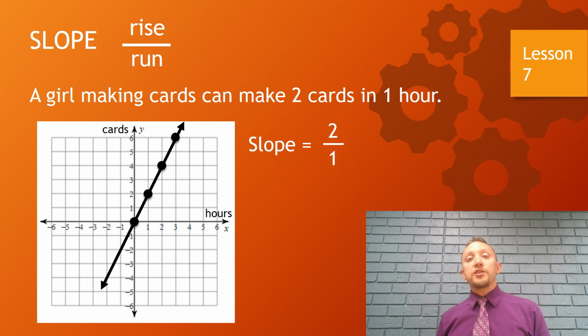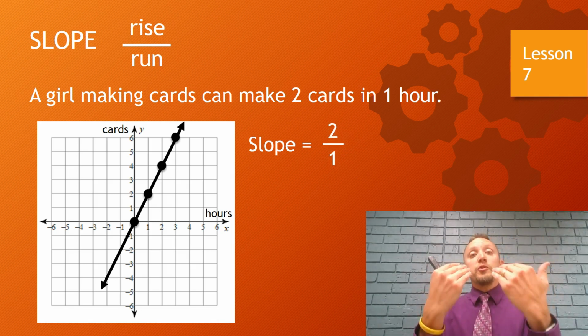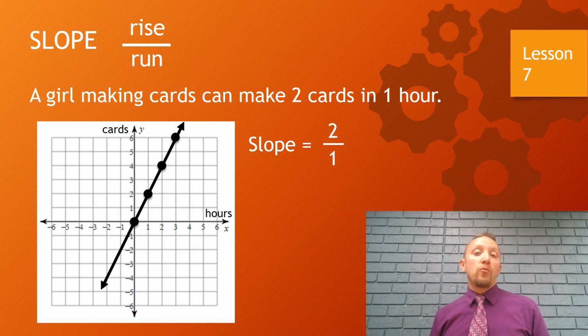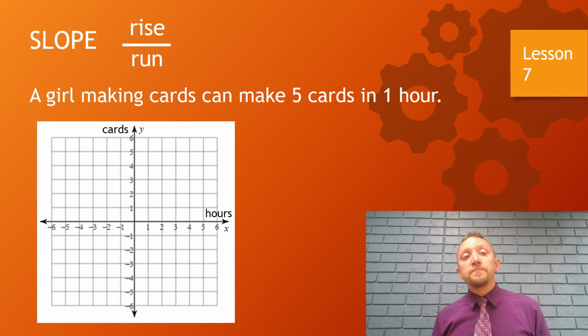And so in this situation, we're rising up 2 units and going over 1 unit, because she's making 2 cards every 1 hour. Now 2 over 1, really, that's not a great way to leave our fraction. Anytime we have a 1 in the denominator, we're just going to write our answer as the numerator. So 2 over 1 would just be 2. So the slope of that line would be 2. Let's look at another example.